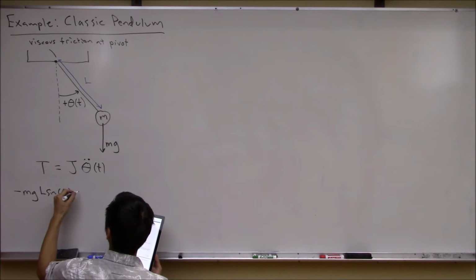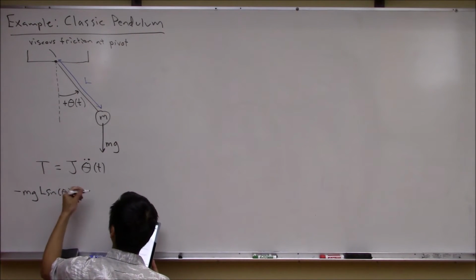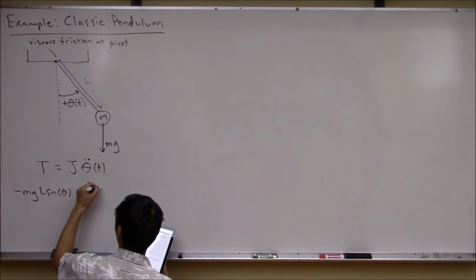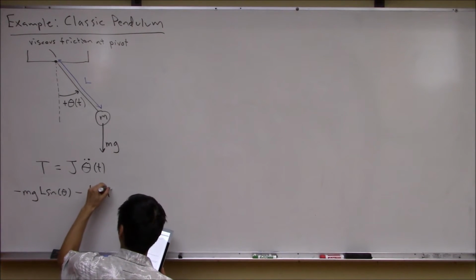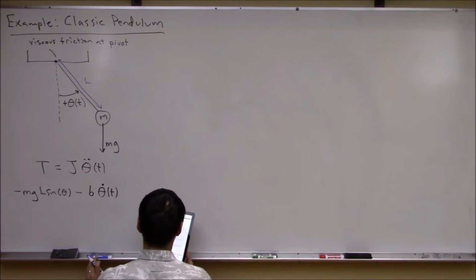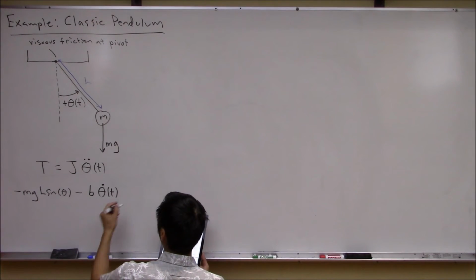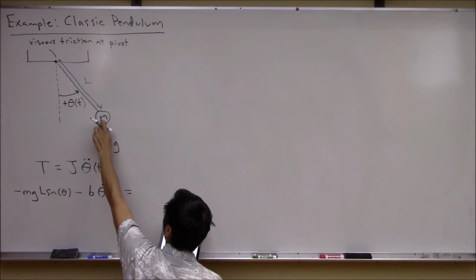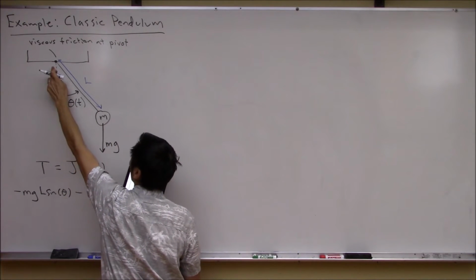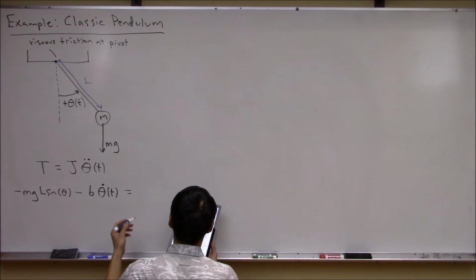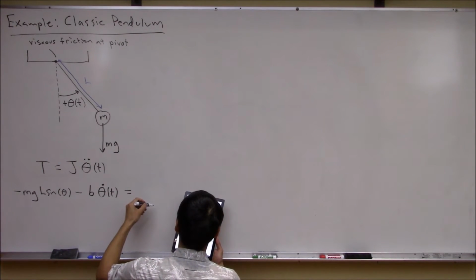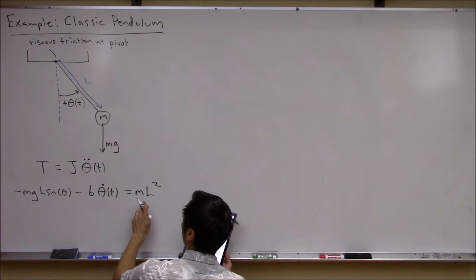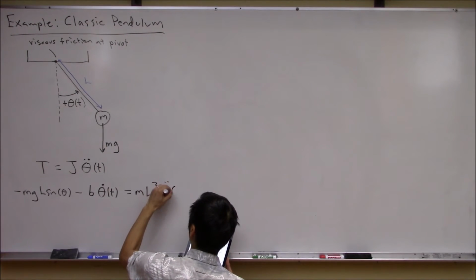Okay, then you have the viscous friction at the pivot. Let's use just a linear viscous coefficient of friction B times theta dot. This is our model of the friction. That's basically it, and this is equal to J. The moment of inertia for a point mass a distance L away from the axis of rotation is just going to be mL squared, right? So that's moment of inertia times theta double dot of t.